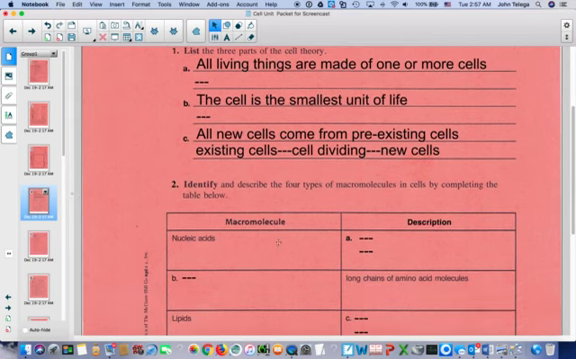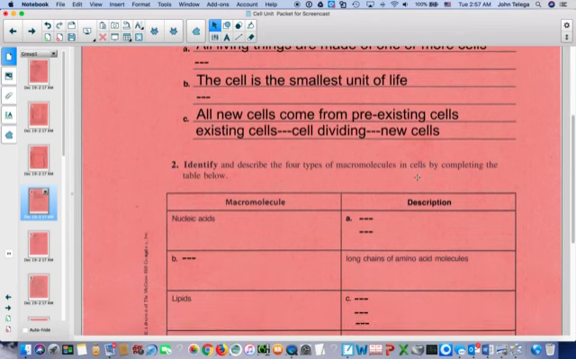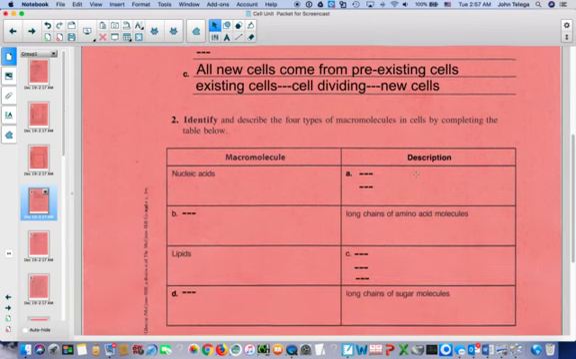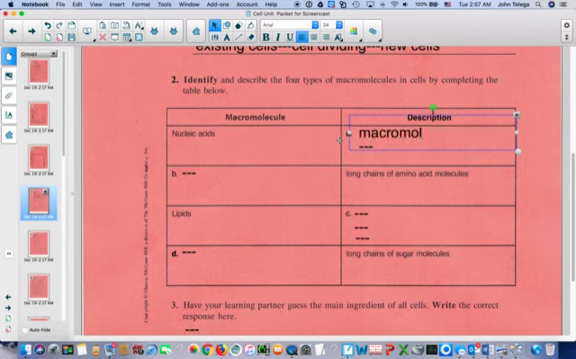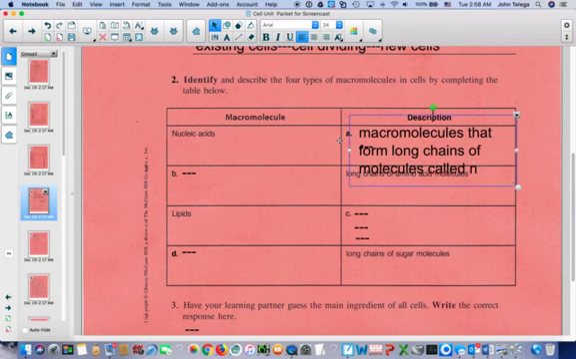Okay, so macromolecules and then descriptions. Identify and describe 4 types of macromolecules in cells by completing the table below. So nucleic acids are macromolecules that form long chains of molecules called nucleotides.